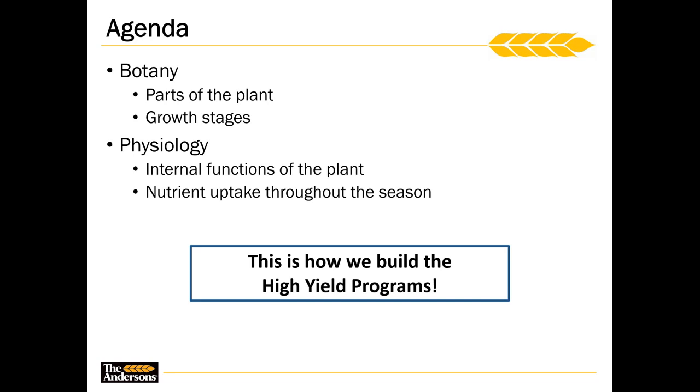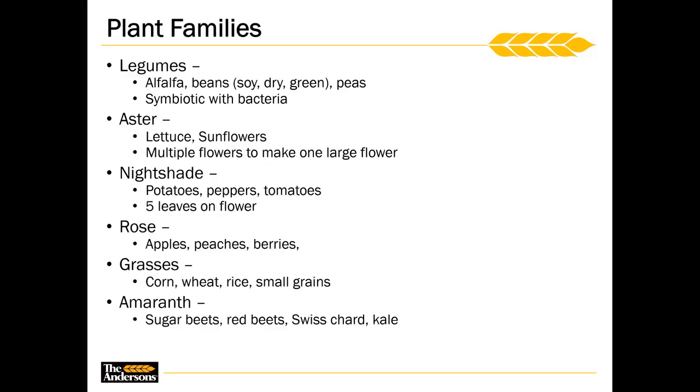So to tackle this subject, we've broken it down into two parts, one being botany and the other one being crop physiology. The botany part focuses on the parts of the plant in the growth stages, primarily on the outside. Physiology is going to be a deeper focus on the internal functions of the plant. For this, we've chosen to focus on how nutrients impact these internal functions at specific times during the growing season. One big thing to note is when we work on the high yield programs, we want to ensure our recommendations are in line with crop needs. You'll hear that as a common theme throughout the presentation.